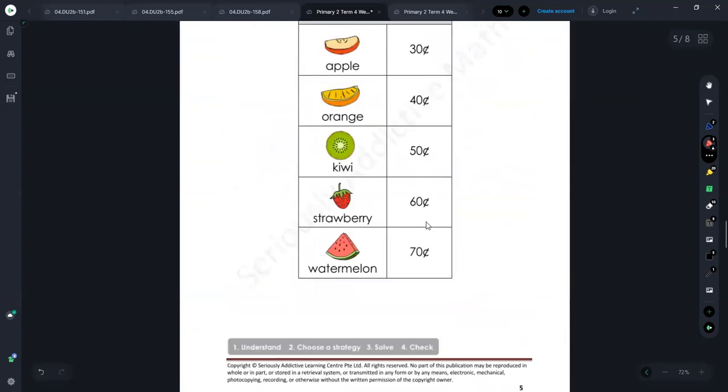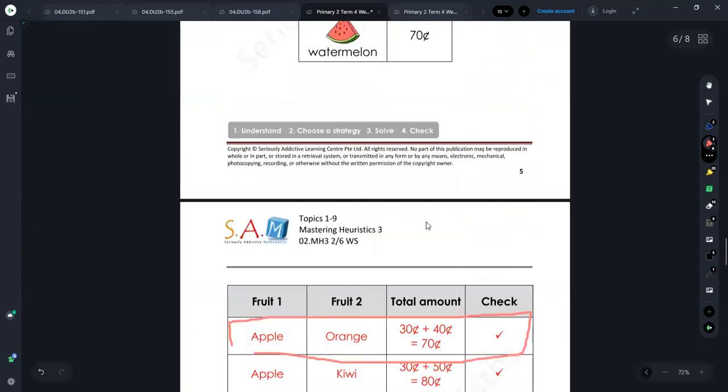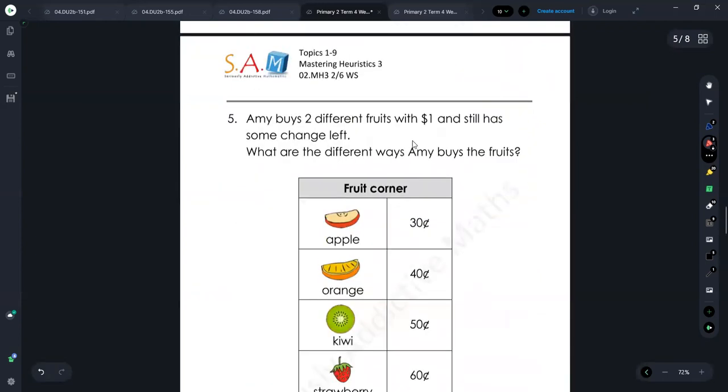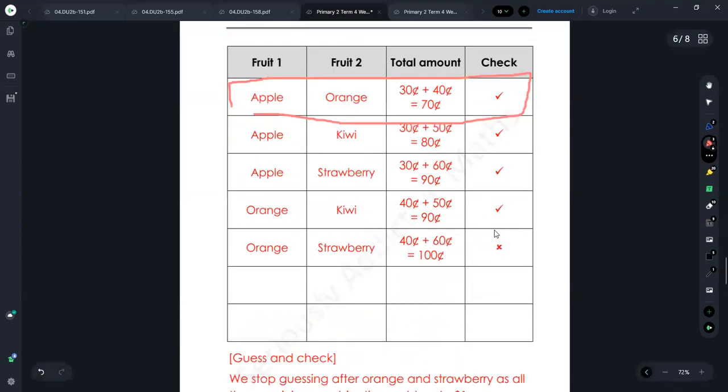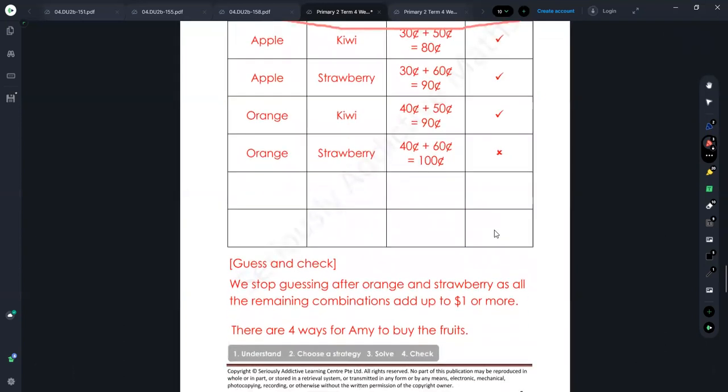So apple is 30 cents. Second item is orange, that's 40 cents. 30 plus 40 equals 70. Make sure the criteria here is less than $1. Why less than, not equals $1? Because with $1 it still has some change. So the total value must be less than $1. As long as it's less than $1, you can mark it as correct. Or let's just do this with them.